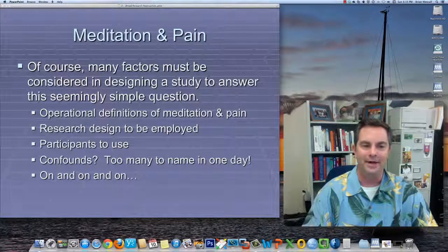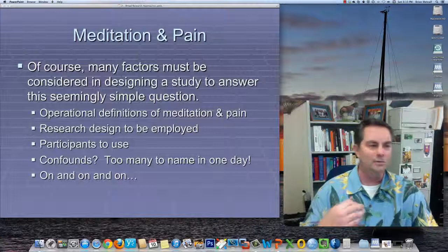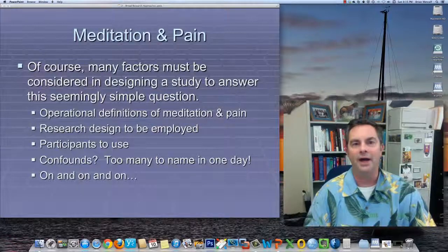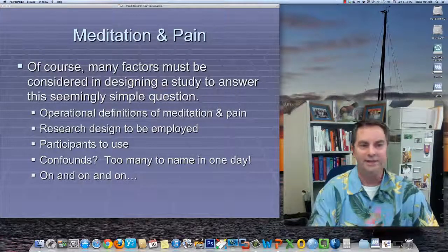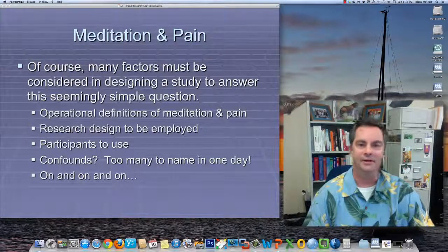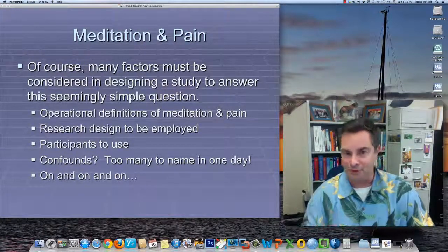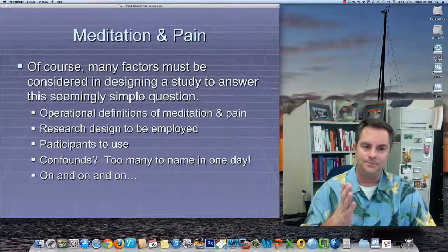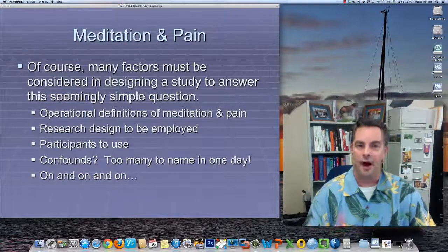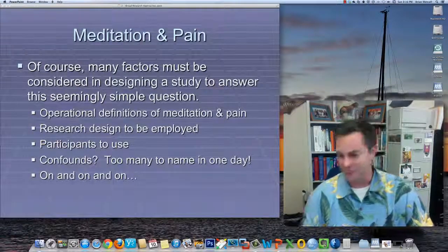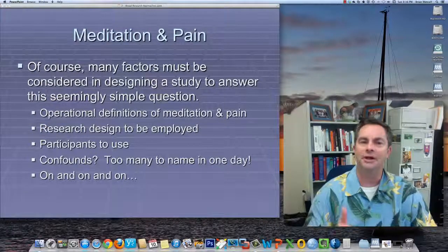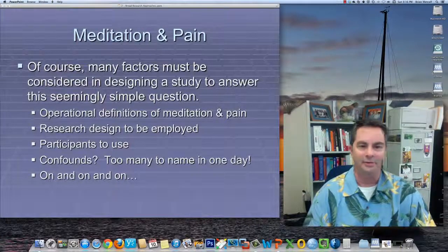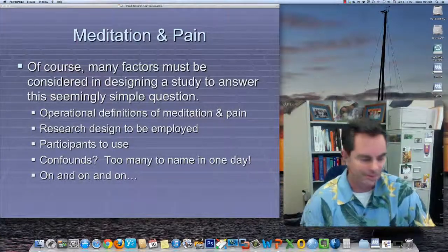So if you're talking about meditation, you need to be clear. What type of meditation? Where is it being done? How often? And so on. Okay, so that needs to be defined, and likewise, pain needs to be defined clearly. How are you going to measure pain at the end of a study like this? That's not always a simple task, coming up with operational definitions. That's where surfing through the prior research and literature on a topic certainly comes in handy, to find out what others have done and how they have defined and operated with the terms.